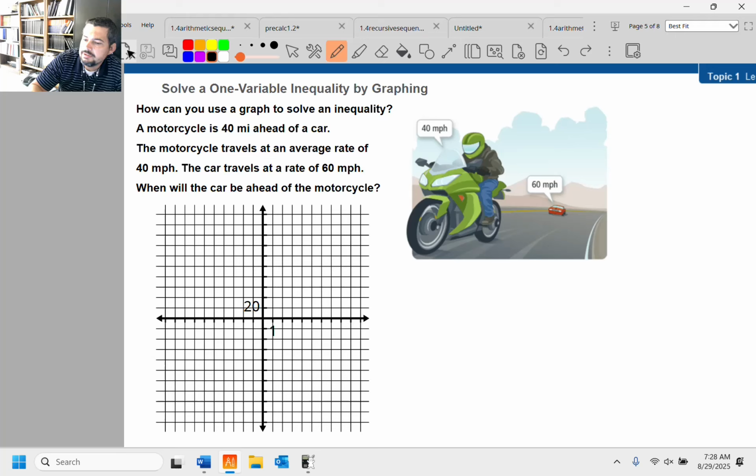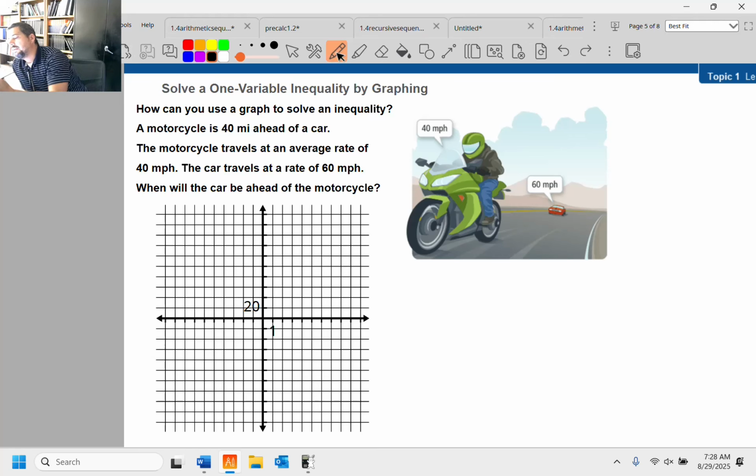All right, what do we got here? A motorcycle is 40 miles ahead of a car. The motorcycle travels at an average rate of 40 miles per hour. The car travels at a rate of 60 miles per hour. When will the car be ahead of the motorcycle? Won't take too terribly long, now will it? It'll happen.